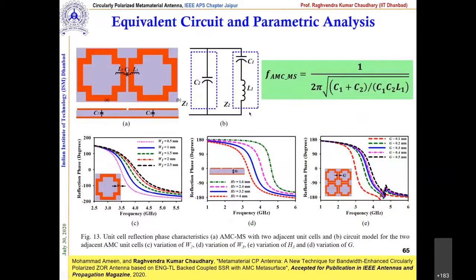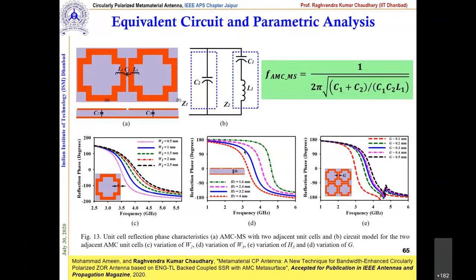Further, we tried to validate its circuit parameters and everything, because we know there is a well-established story for AMC, correct? This is an LC resonator, you can say, and this LC resonator cavity is backing your antenna, correct? Finally, we did some parametric study, and what we found is that by changing the height, the response becomes somewhat more sharp, correct?